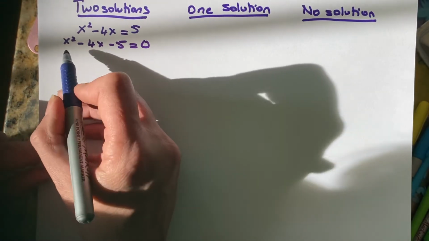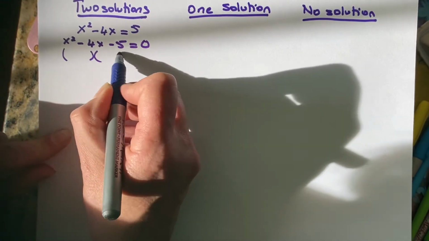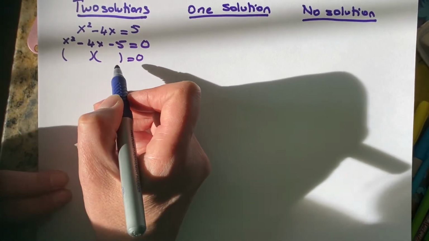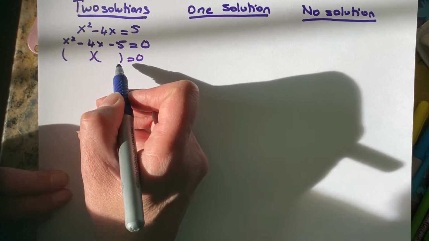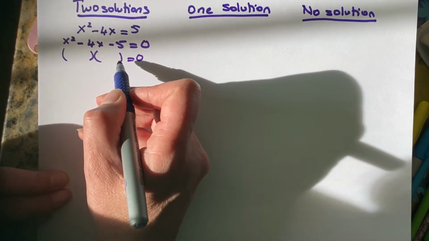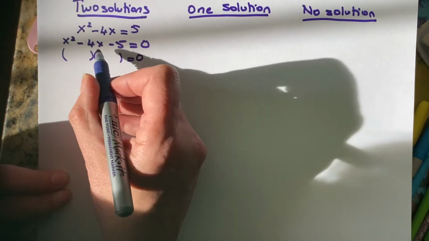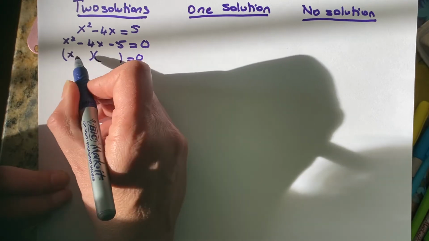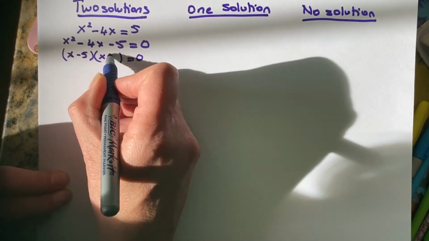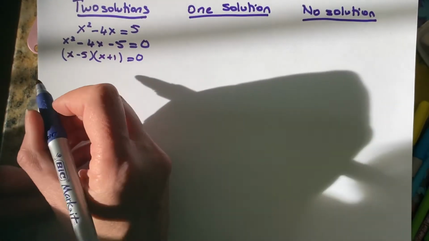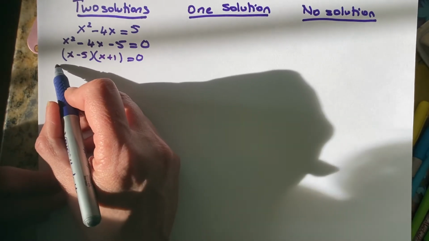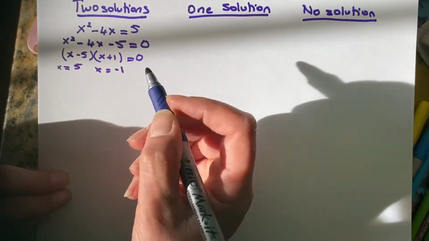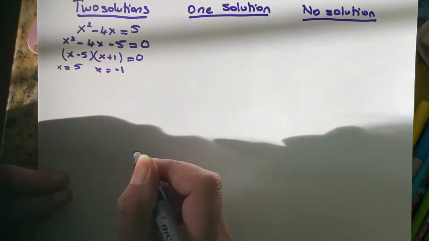Once I've done that, my next thing is to factor. And I can see that my factors for negative 5 are either going to be negative 5 and 1 or the reverse, negative 1 and 5. It's most obvious that the 5 is the bigger number because they have to add up to negative 4. So x minus 5, x plus 1. And I can see right away my x-intercepts, or my 2 solutions, are x equals 5 and x equals negative 1. So those are my x-intercepts.